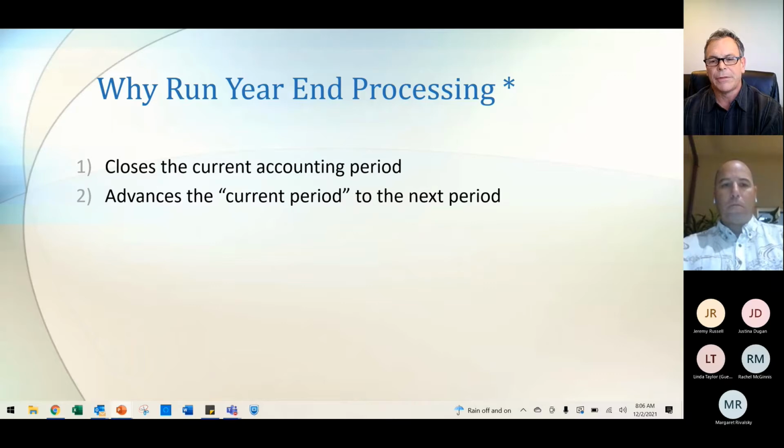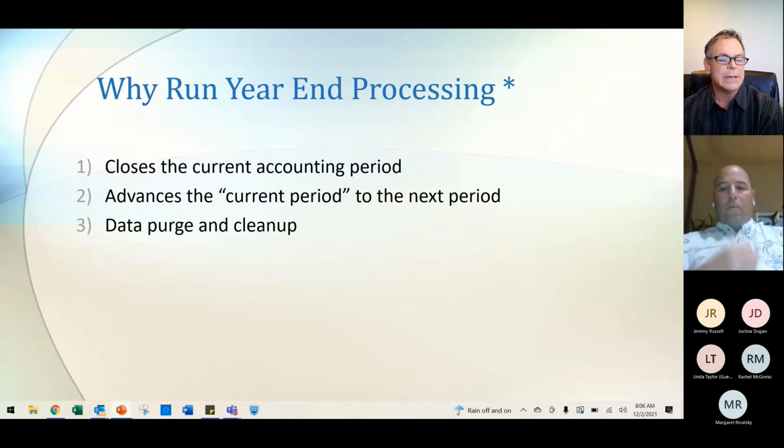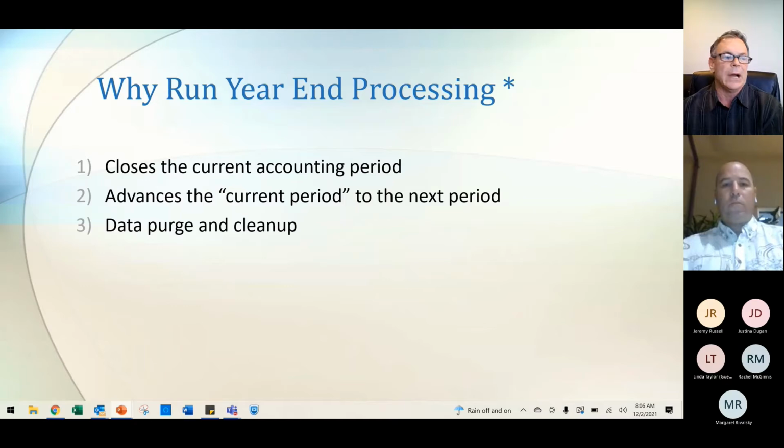And then the third thing the year-end process does is some data purging and cleanup. That's based on history retention settings that you set in the system. I'll show you this as well, but each module has history retention settings. Based on those settings, when you run the year-end process, it will automatically purge that data for you and do some other data cleanups.